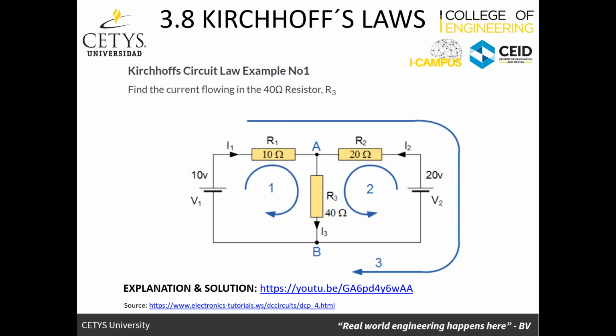By the way, I put the arrows in the loops, but it doesn't matter. I can put them however I want. The arrows in a loop are just a reference as to how I'm going to consider or analyze the current in the loop. And there's a third loop, which is actually the whole path around the circuit. That's the one marked number 3.